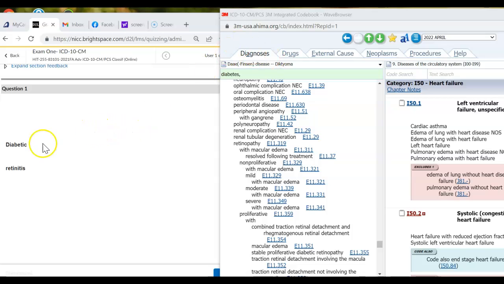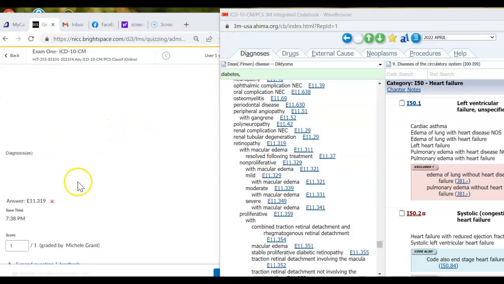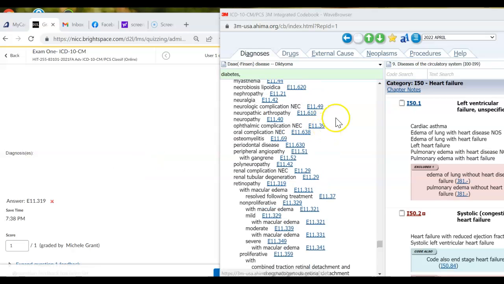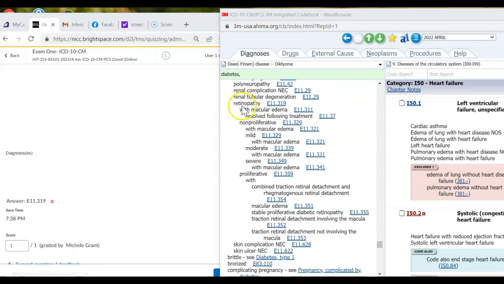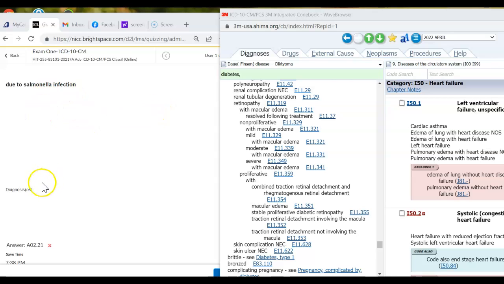Okay, so for question one, everyone did well. Keep in mind the exam that I'm going through was from a student last year. It's not anybody in the class right now. So if I went to diabetes and then I went down to retinopathy, my code is going to be E11.319.